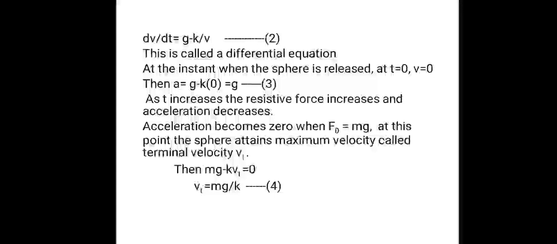Now we can write the expression for terminal velocity like this. I will explain once again. When acceleration becomes 0, it means at that moment both the forces get balanced. So at that instant the body attains maximum constant velocity, that is called the terminal velocity. So terminal velocity can be written as Vt equal to mg by k. Call that result equation 4.